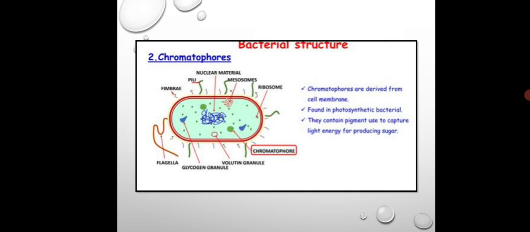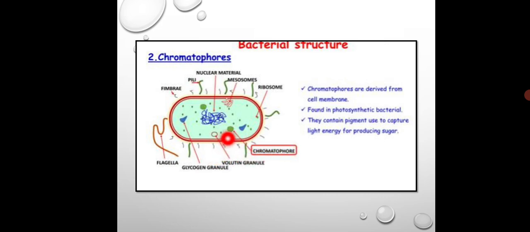Now what about prokaryotes? What about bacteria, where does the process of photosynthesis take place? In bacteria or prokaryotes, photosynthesis is carried out in chromatophores. Chromo stands for color. These are the parts of the bacterium. The diagram is about the bacterial cell, and fimbriae, pili, you are all aware of these bacterial parts, which you have already studied in your previous classes.